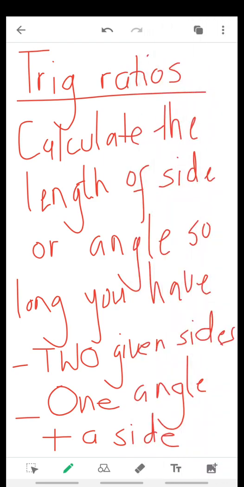Now, moving on. When you are dealing with trig ratios, you will be asked to calculate the length of an unknown side or an unknown angle. So long as you have two given sides, you'll be able to find the unknown angle. So long as you have one angle and one side, you'll be able to find the other side. So please know that trig ratios help you to find both angles and unknown sides of a right angle triangle.